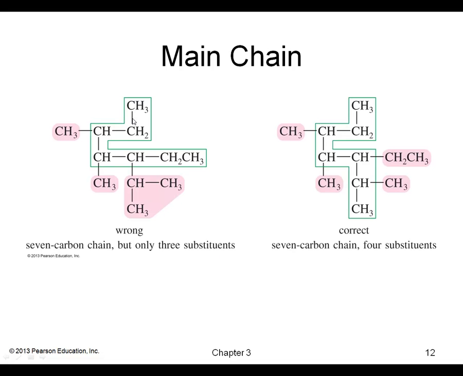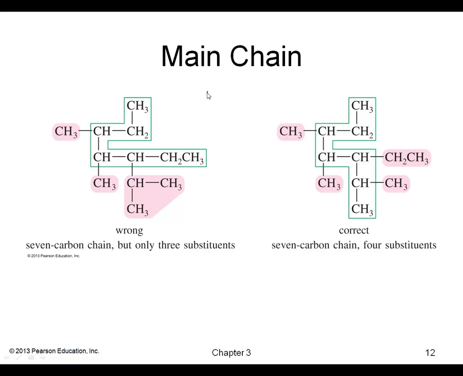Okay, here's some more examples. Here they circled this parent chain here, but this parent chain is not right. 1, 2, 3, 4, 5, 6, 7. Another way is 1, 2, 3, 4, 5, 6, and 7. Okay, so which parent chain is right? Well, it's this one here, where I get a total of 4 branches as compared to 3 branches.